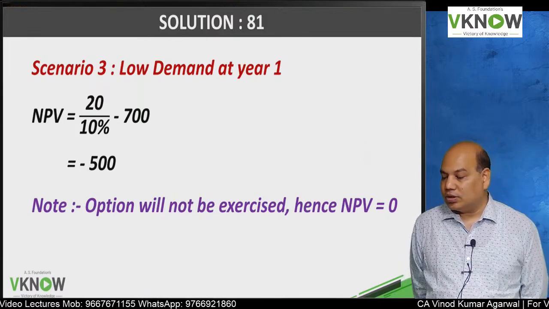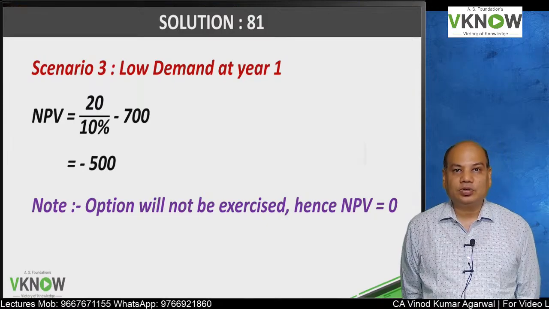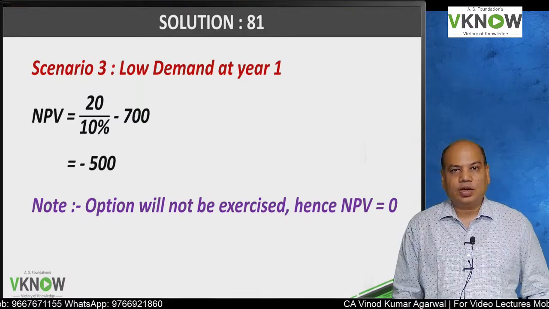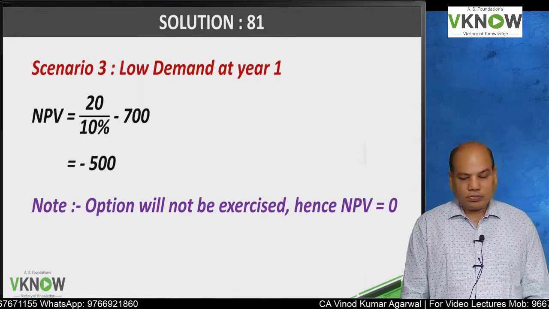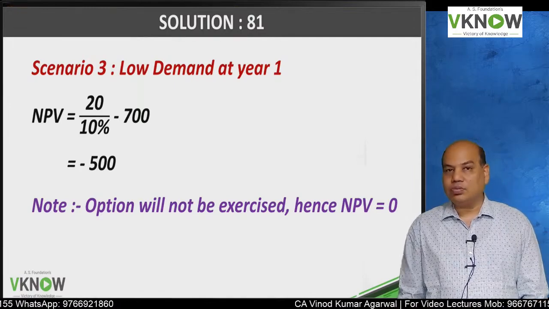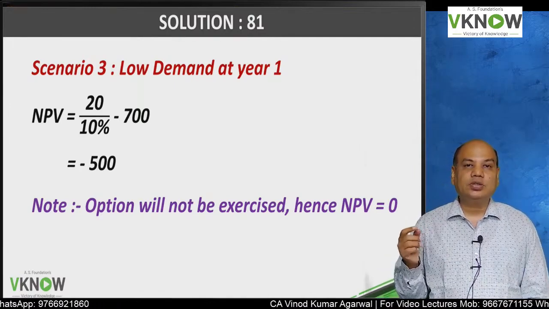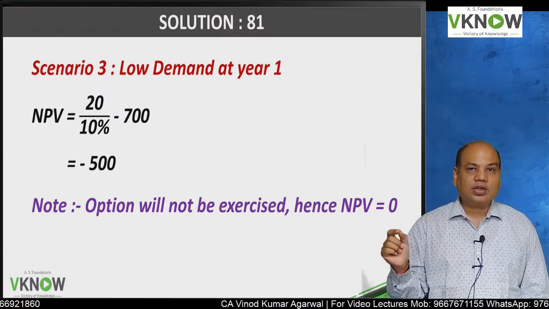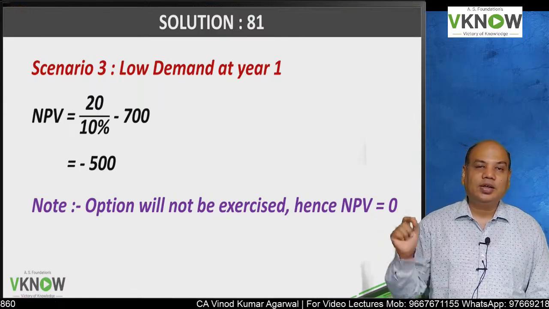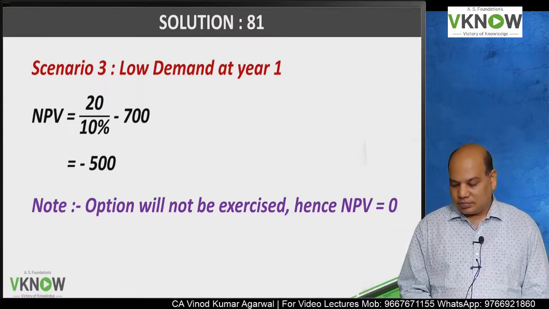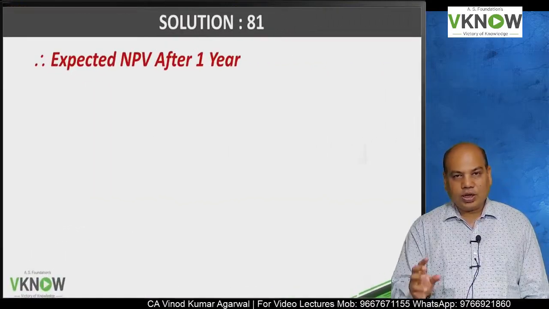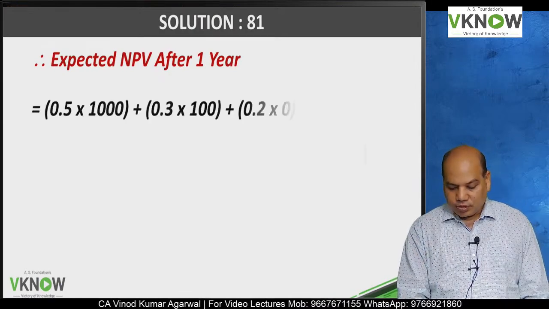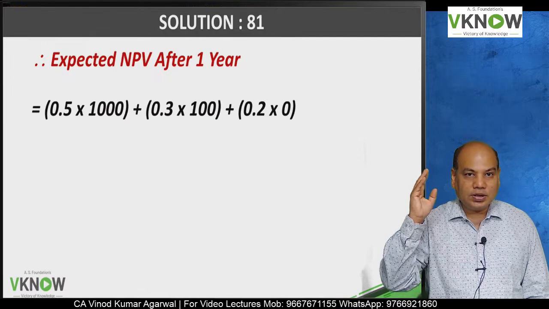This was important. Some students will take minus 500 also and compute the expected NPV. That is wrong, and then you lose the full marks. Minus 500 is a correct calculation, but because you have a choice to start or not to start the project, why would I start the project knowingly that my NPV is negative? So NPV is 0. So I have got 3 NPVs now: one was 1000, one was 100, and one is 0.